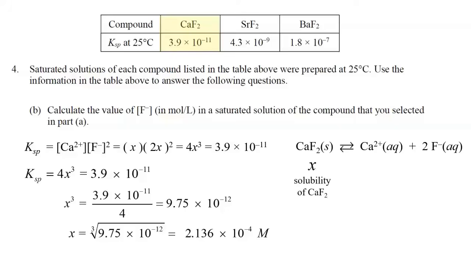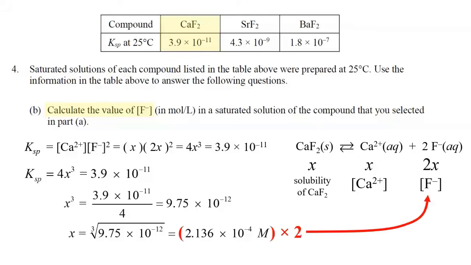So x would represent the solubility of calcium fluoride in moles per liter. x would also represent the concentration of calcium ions in moles per liter, but the concentration of fluoride ions in this solution would be equal to 2x. So we have solved for x, which is approximately 2.1 times 10 to the negative 4 moles per liter, but since we're trying to find the concentration of fluoride, let's take that number for x and multiply by 2. So the correct answer to part B is going to be approximately 4 times 10 to the negative 4.